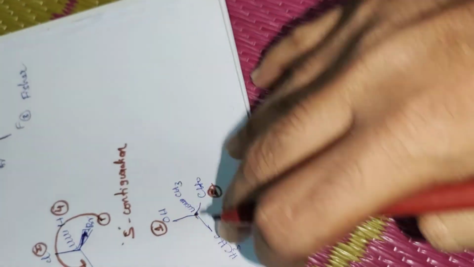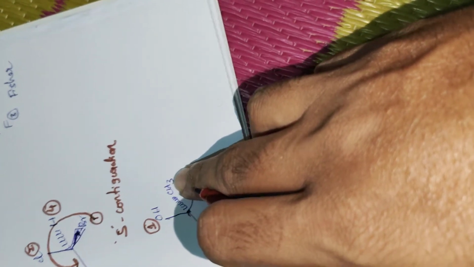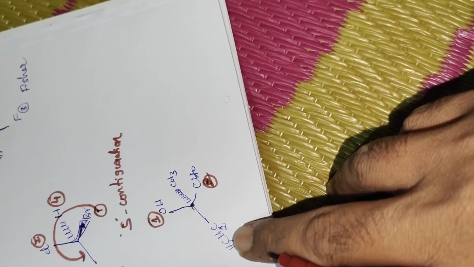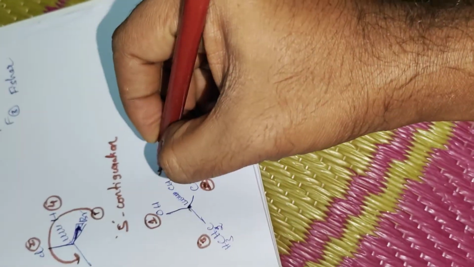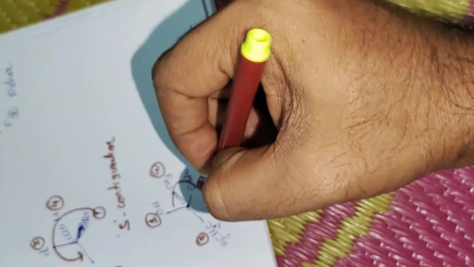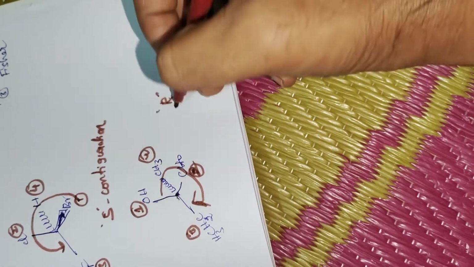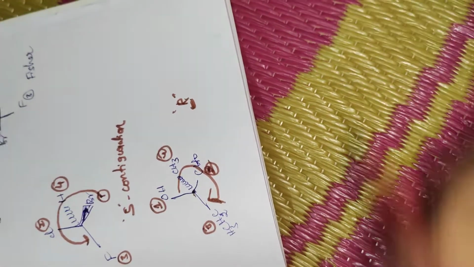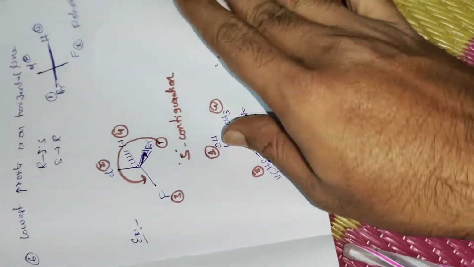Next, here CH3, here CH2, CH3. Here there is only one carbon, attached to hydrogen, but here the carbon is attached to one more carbon. So we give this the third priority. This is the fourth priority. 1, 2, 3 will come like this. What is that? Clockwise direction means the configuration is R configuration. Next, one more example.